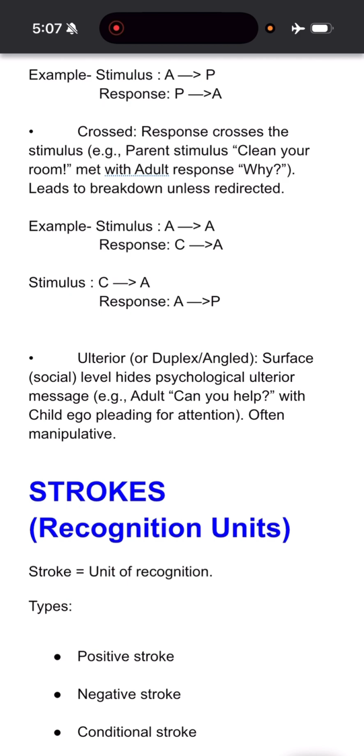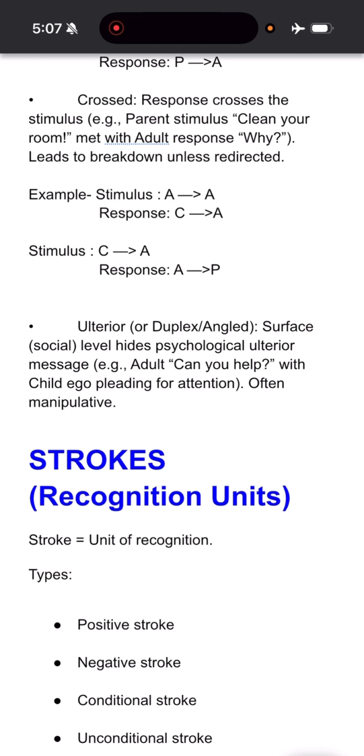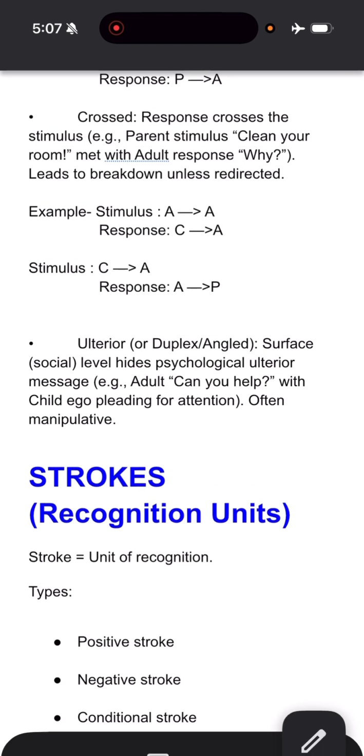It is duplex, there is double. Duplex means two. What are the two things? One is the surface level, which is the social level, and the second is the psychological level. How is the psychological level? It is the hidden level, right? Angled means it's not direct. For example, there's a hidden ulterior motive or message that is different from what I'm saying at the surface level or the social level.